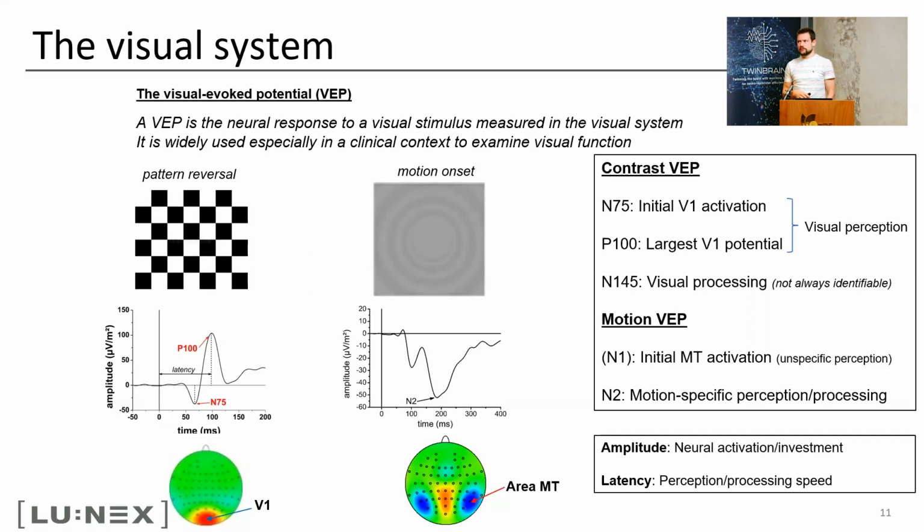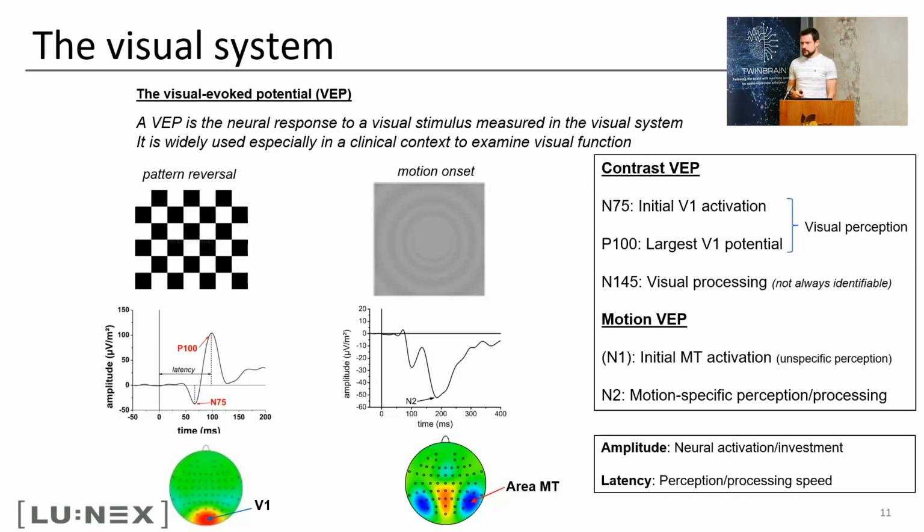There are also some studies, for example with TMS, where you interfere with this N2 potential. If you do that, your reaction times are delayed, something like that, indicating that this is about the processing of the visual motion information.